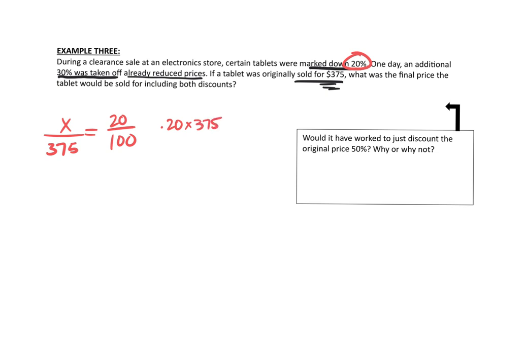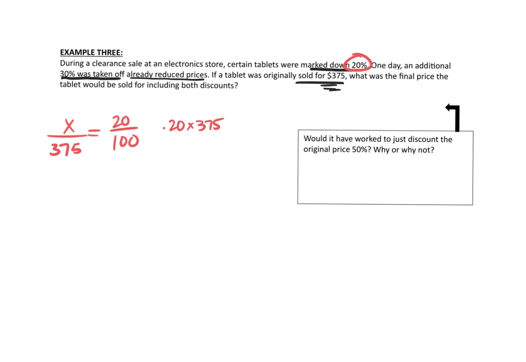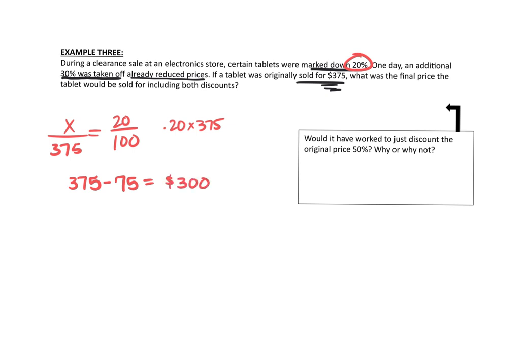Okay, when I solve that, I end up with $75. Now that's not my sale price. That's what I get to take off. So I'm going to do $375, take away that $75. That's my discount. So if I do that, I end up with $300. Okay, so that's after my first discount. $300, that's 20% off. Now I get to take 30% off this new price. So I have like a second coupon basically.